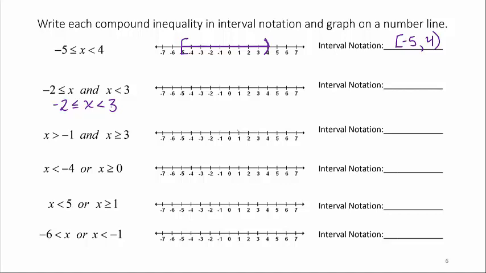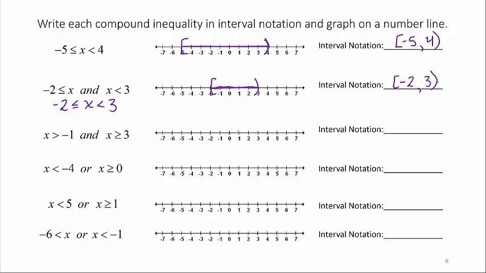And again we have a less than or equal to sign at -2, so we'll have from -2 with a closed bracket up to 3 with an open bracket, and everything in between. So closed bracket at -2 and an open bracket at 3 for our interval notation, right? -2 to 3.